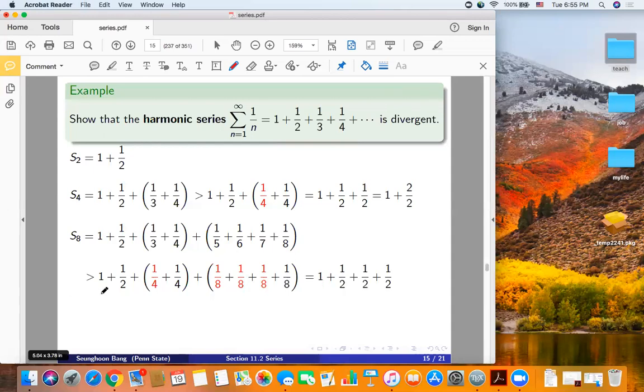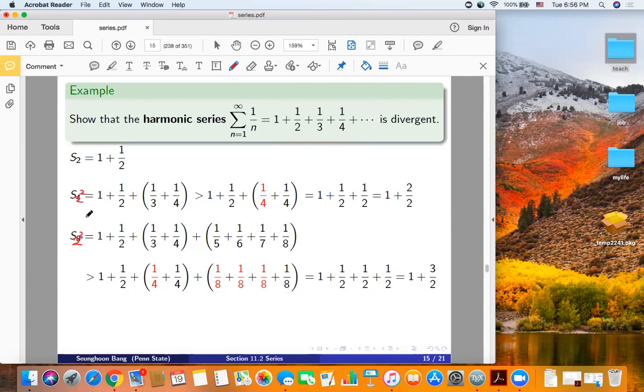And simplify. This is 1 over 2. The 1 over 2 plus 1 over 4 is 1 over 2. You add 4 times 1 over 8, it's 1 over 2. We have 1 plus 3 over 2. So let me see, do you see one pattern? This is like 2 cube. This is 2 square.